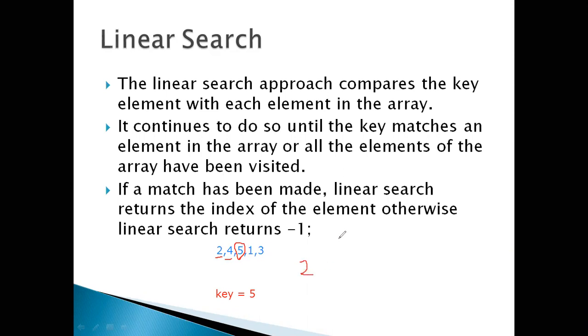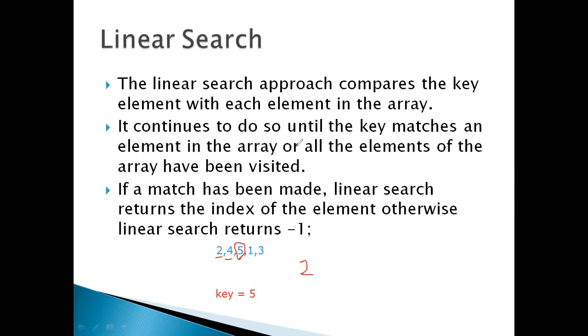Why 2? Because we are following zero-based indexing. The index of the first number is 0. The index of the second number, that is 4, is 1. The index of the third number is 2. So this method will return 2.